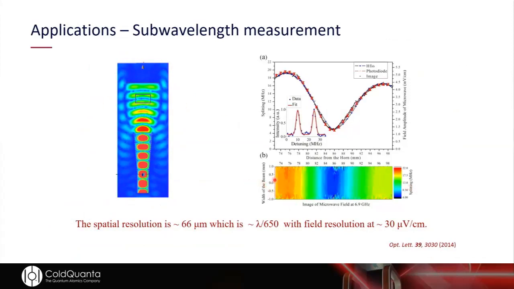If we extract the center line here and plot it like this, we can see the experimental data quite matches the simulation results. It gives a spatial resolution of 66 microns, which is lambda over 650, a very high field resolution. These numbers are limited by our imaging system and CCD camera, which could be improved a lot with more engineering work.